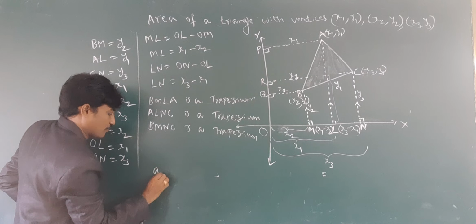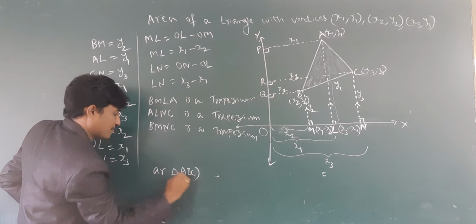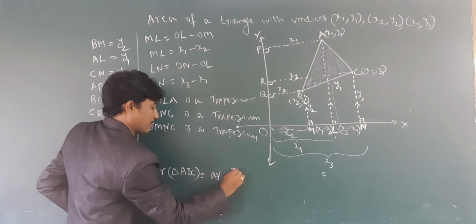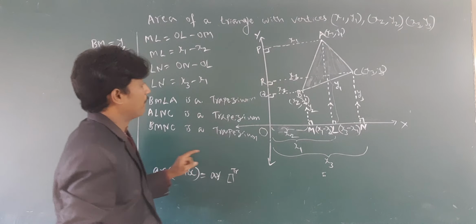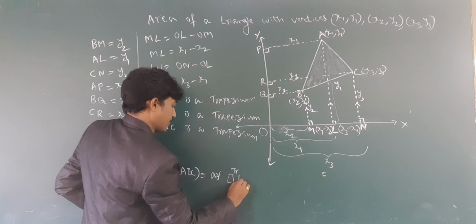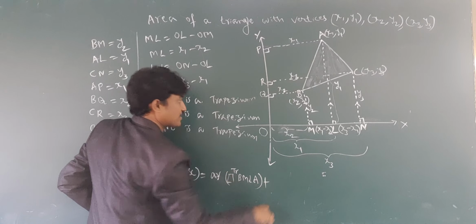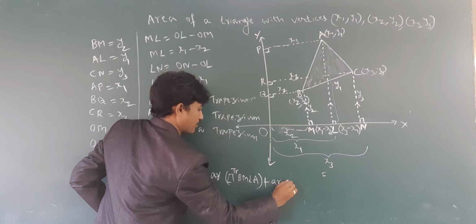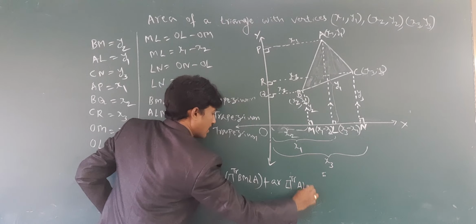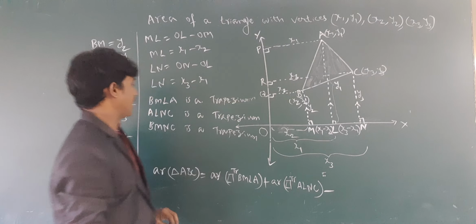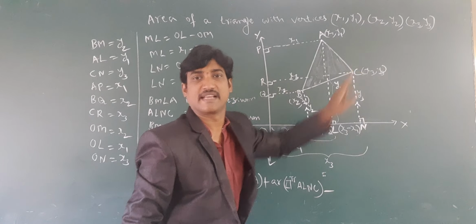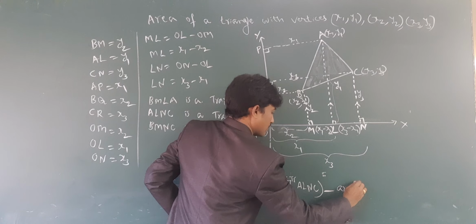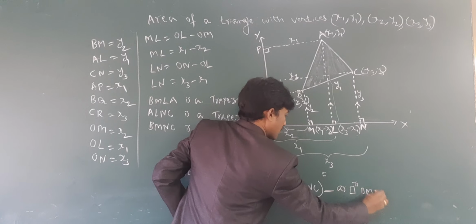Area of triangle ABC is equal to area of trapezium BMLA plus area of trapezium ALNC, minus area of trapezium BMNC.